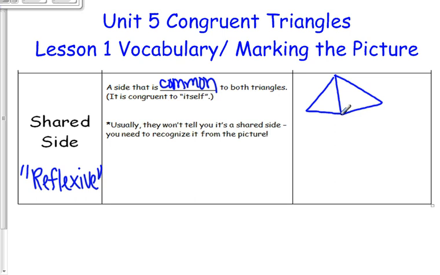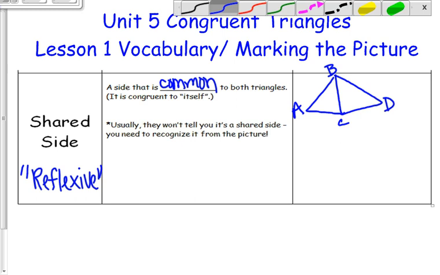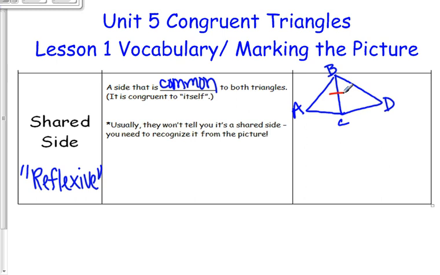So it might look like this. A, B, C, D. We can see that line BC is in both triangles. It is in triangle ABC and it is in triangle DBC. So that is a shared side and it is congruent to itself. We would write that as BC being congruent to BC, being congruent to itself.